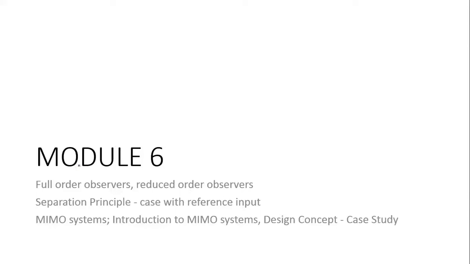So in module 6 we are going to study about full load observers, reduced load observers, then there is something called the separation principle, and then some basics about the MIMO system. So these are the topics that we will be covering.